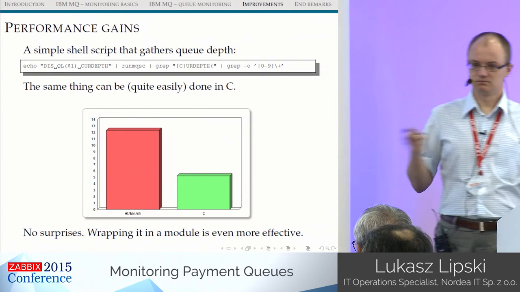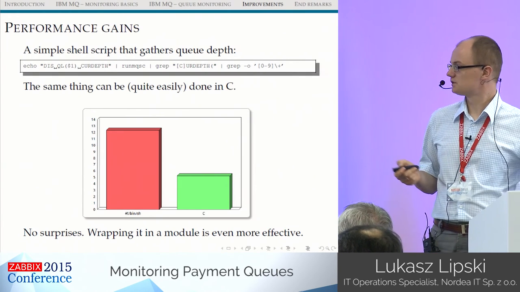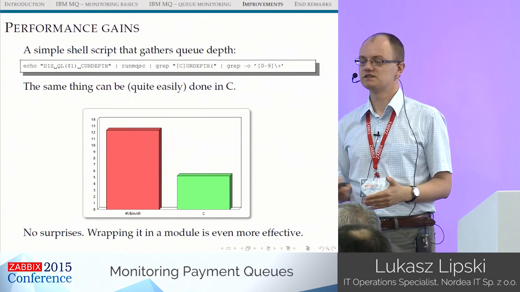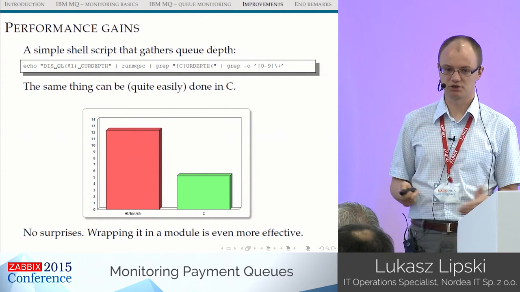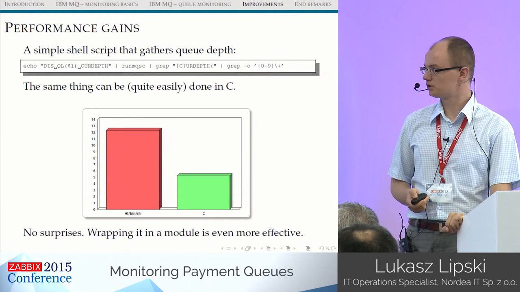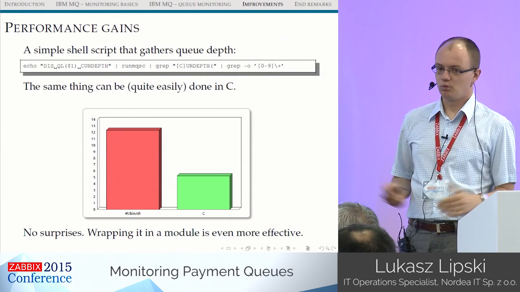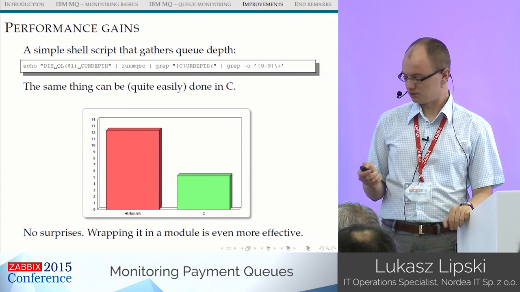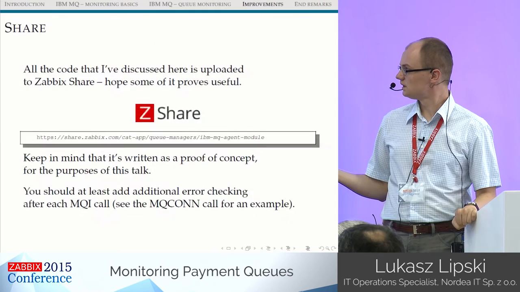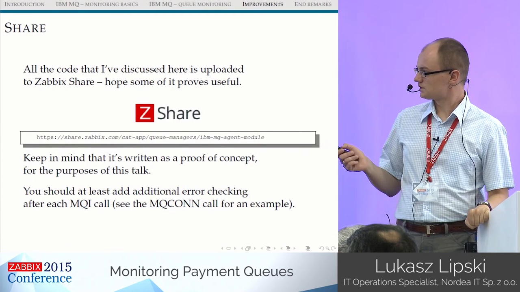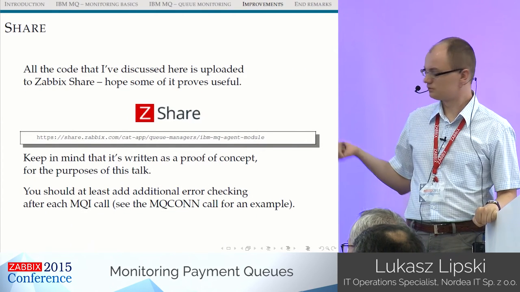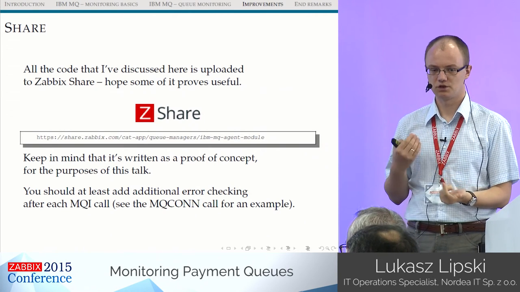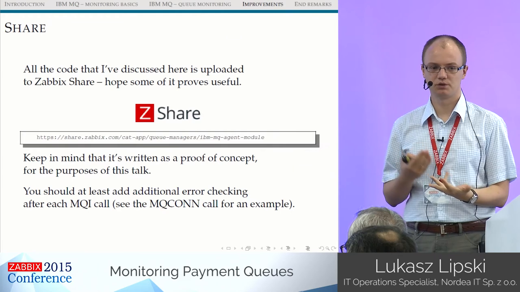But let me return to the sentence I said about using the least effort to give you as much as possible regarding IBM MQ monitoring. Where is this the least amount of effort when you have to write your own C code? Well, you don't have to write it. Everything is under Zabbix share, the initial version, the sample shell script, the sample C code, the sample Zabbix module code.